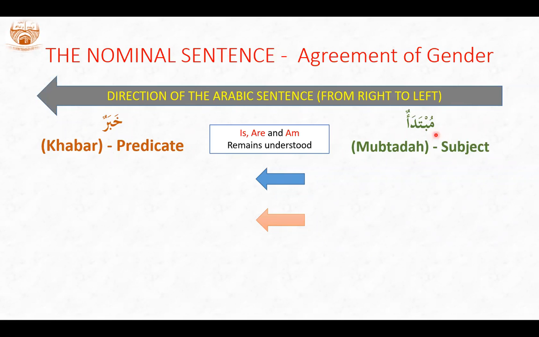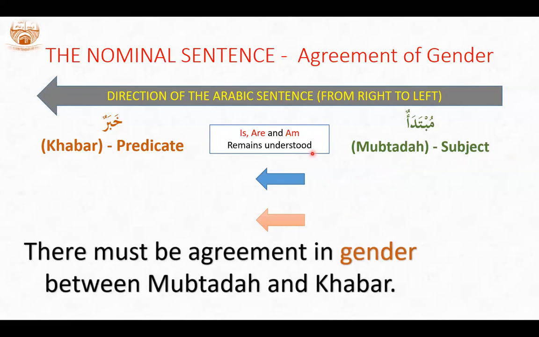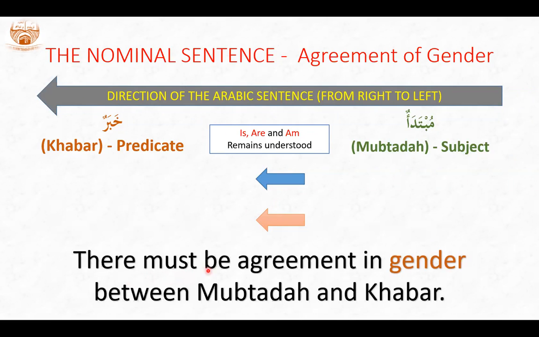So we had the two parts of the sentence, the subject and the predicate. We mentioned that is and am remain understood between the sentences. What is the law? There must be agreement in gender between the mubtada and the khabar. Mubtada, subject; khabar, predicate. I want everyone to say this. There must be agreement in gender, masculine and feminine, between the mubtada and the khabar. That's important to remember. That's the law. Let's look and see the application of it.